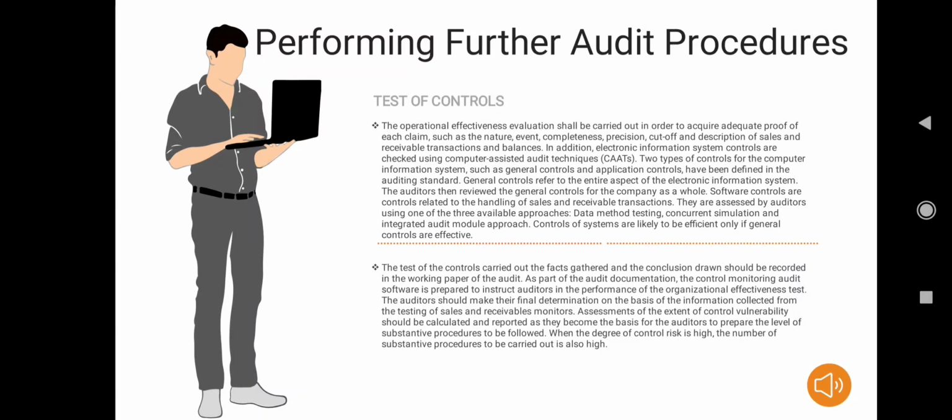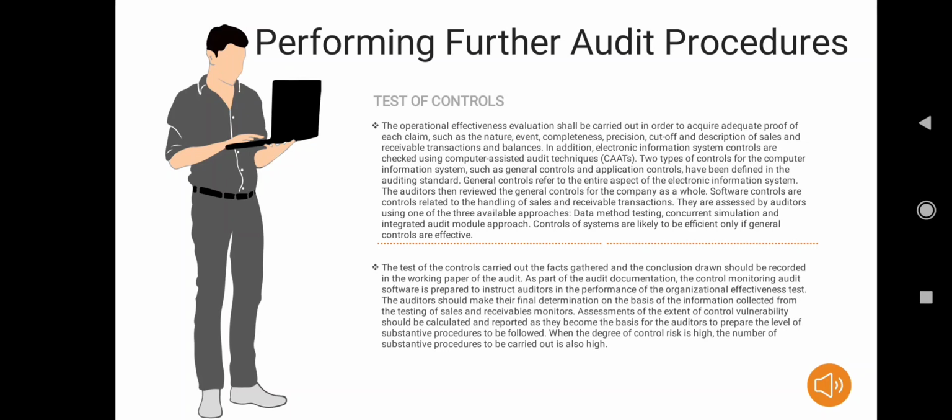Here is some explanation of test of controls. The operational effectiveness evaluation shall be carried out in order to acquire adequate proof of each assertion, such as the nature, existence, completeness, accuracy, cut-off, and description of sales and receivables transactions and balances. In addition, electronic information system controls are checked using computer assisted audit techniques, CAATs.